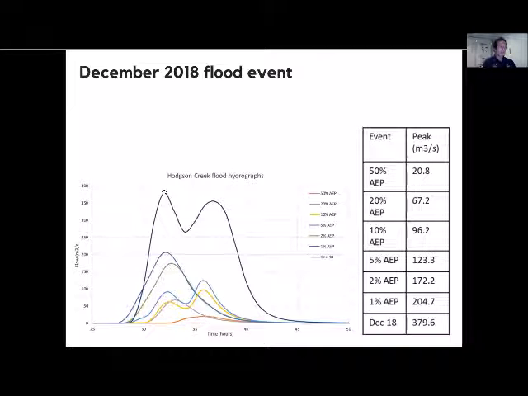A 1 in 100 event is demonstrated by the 1% AEP, which is basically how much flow was going through the waterway in cubic meters per second. A 1% event, or 1 in 100 year event, is demonstrated by a light blue line, and you can see that's around 200 cubic meters per second. The event that happened in December 2018 was about 380 cubic meters per second that went down that waterway.